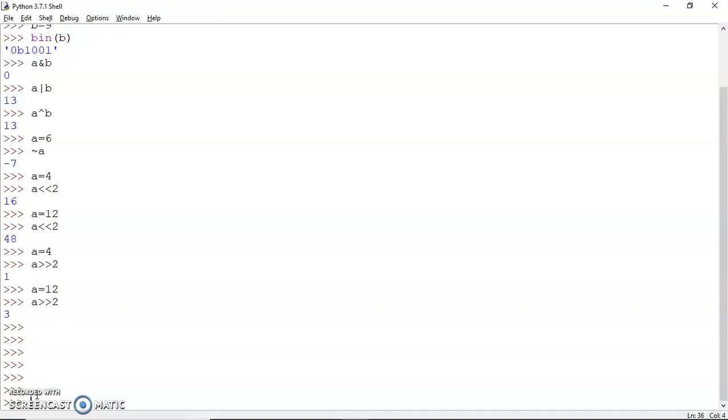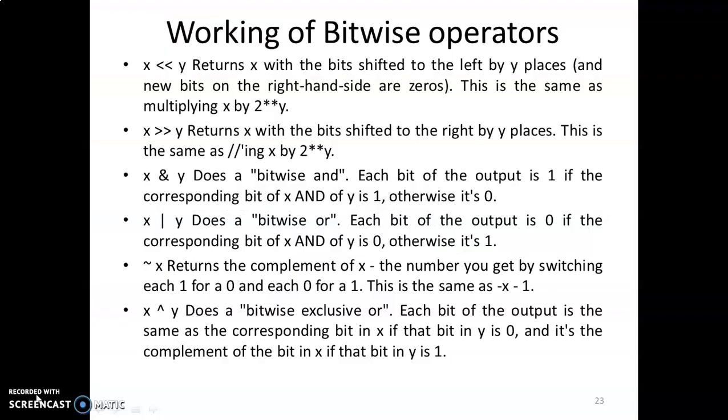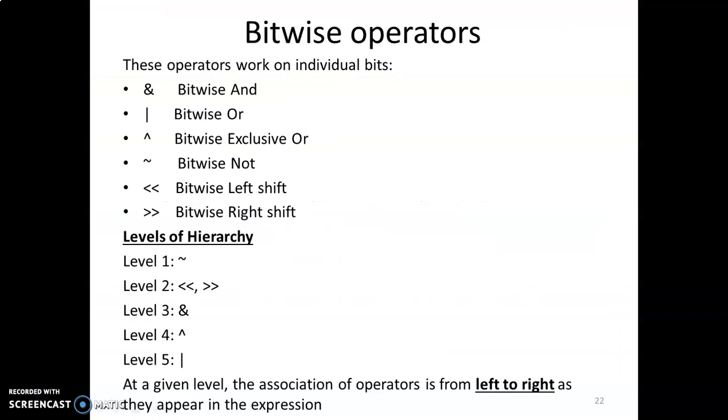Okay, so let us now go back to our presentation and discuss how these operators are placed in terms of hierarchy. So the bitwise not is at the top of the hierarchy. Among these operators, bitwise not is at the top. After that come the shift operators, the left and right shift, they are at the same level, so their association is left to right. And then comes bitwise and, after that bitwise exclusive or, and then bitwise or.